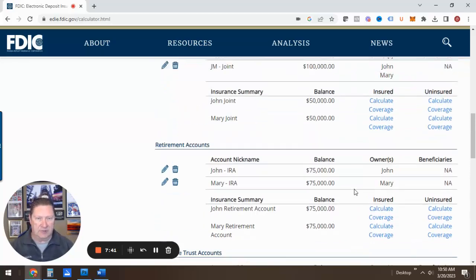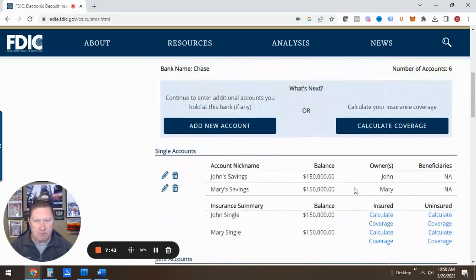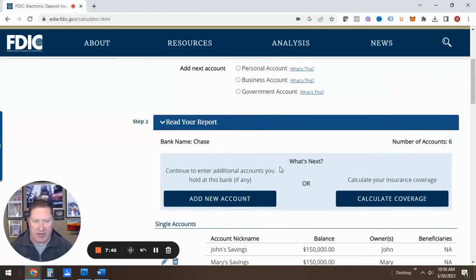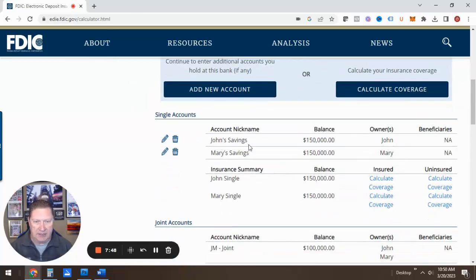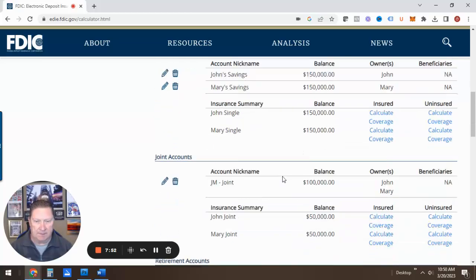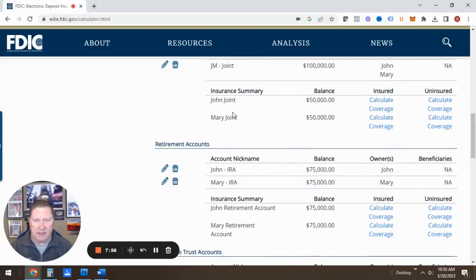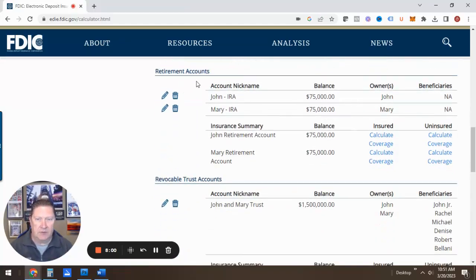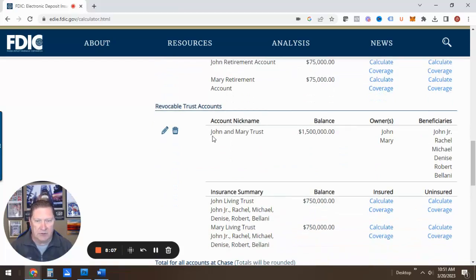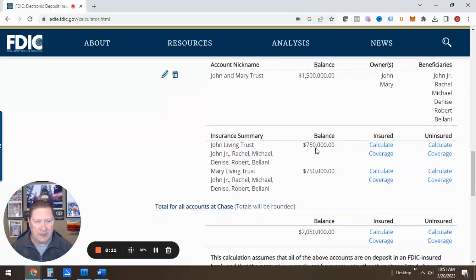Okay, let's review this real quick. First of all, we're using the bank Chase. John's got a savings account for $150. Mary's got a savings account for $150. They have a joint account together for $100,000, and this FDIC calculator splits it up 50-50. Retirement accounts. John's got an IRA for $75,000. Mary's got one for $75,000. John and Mary together have a family trust for $1.5 million.